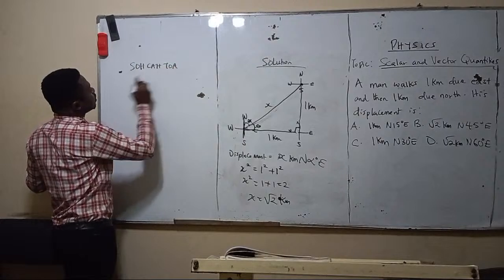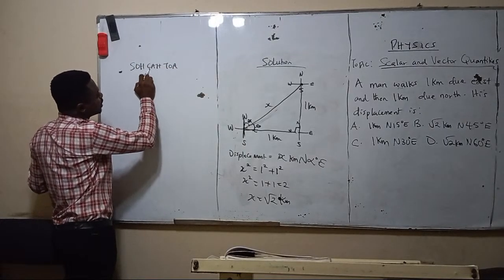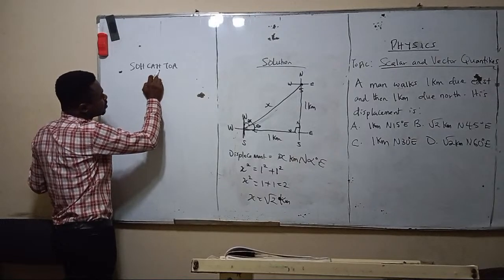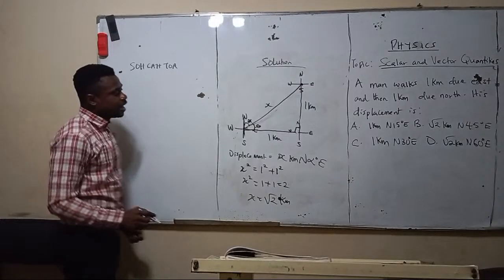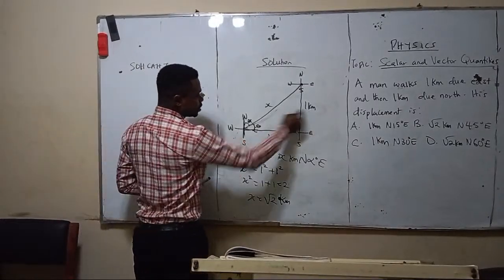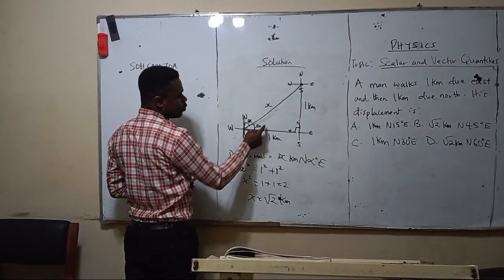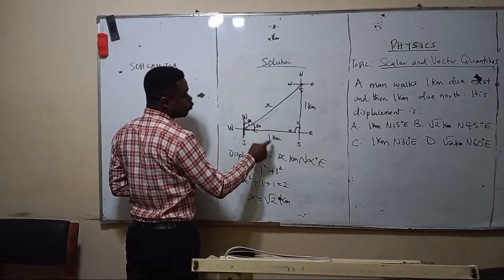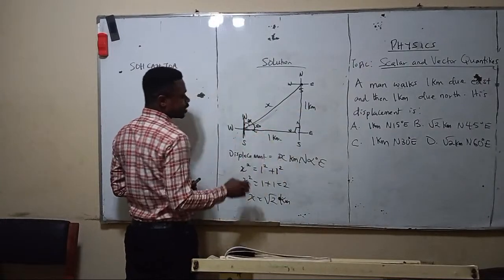SOHCAHTOA. Sine is equal to opposite over hypotenuse. Cosine is equal to adjacent over hypotenuse. Tangent is equal to opposite over what? Adjacent. Now, this is opposite to this angle, so this is opposite, and this is adjacent. So this is one. So opposite is 1 kilometer. Adjacent is 1. We can also use this, but let's just use this one, so we don't waste our time.